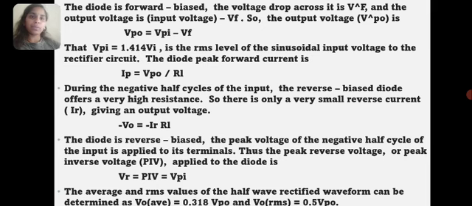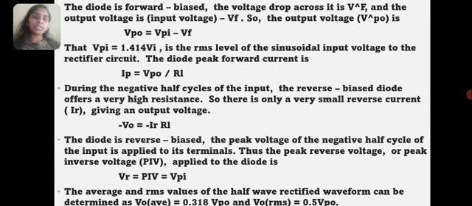Here Vpi equals 1.414 Vi, where Vi is the RMS level of the sinusoidal input voltage to the rectifier circuit. The diode peak forward current is Ip equals Vpo divided by RL. During the negative half cycles of the input, the reverse biased diode offers a very high resistance, so there is only a very small reverse current IR, giving an output voltage of minus Vo equals minus IR times RL.